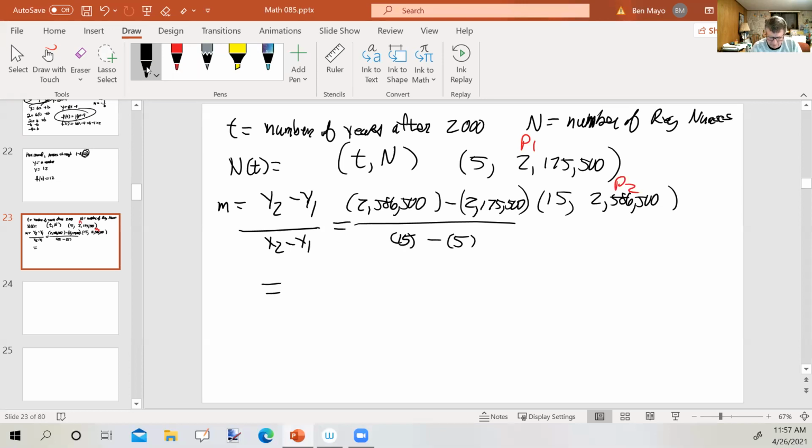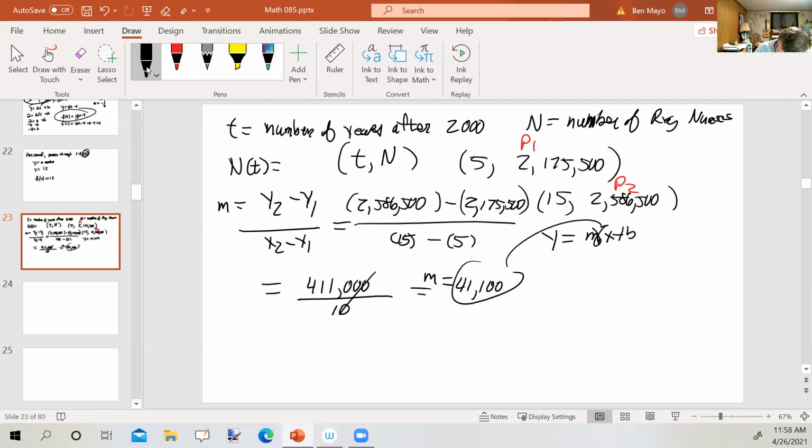All right, so in the numerator, 2,586,500 minus 2,175,500, and I get 411,000. 15 minus 5 is 10. Taking the numerator and dividing by the denominator, you get rid of a 0, you get 41,100. So there's your slope. So using y equals mx plus b, that would go in the place of m. So y equals 41,100x plus b.